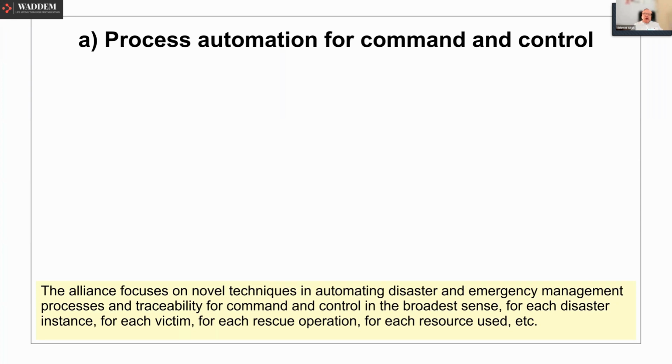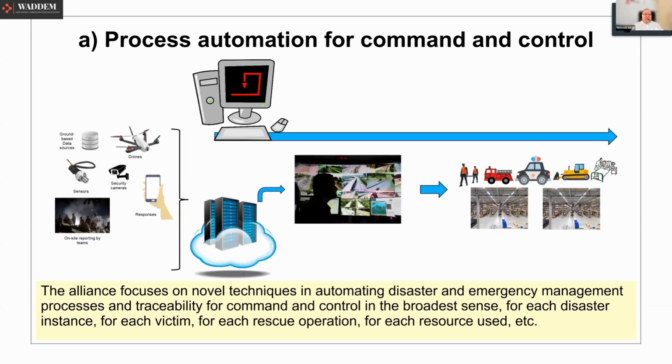Well, process automation for command and control. The Alliance focuses on novel techniques in automating disaster and emergency management processes and traceability related to that, of course, for command and control in the broader sense. So for each disaster instance, for each victim, for each rescue operation, for each resource used, we want to actually track and control. So here we see, again, symbolic representation. Command and control should be supported digitally from begin to end for all kinds of relevant aspects of disaster management.